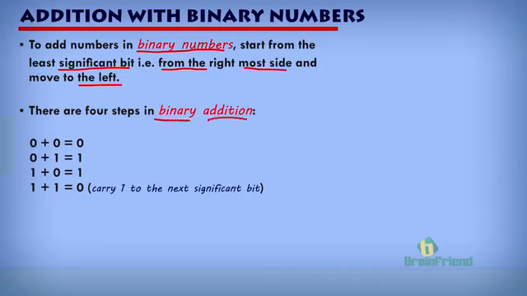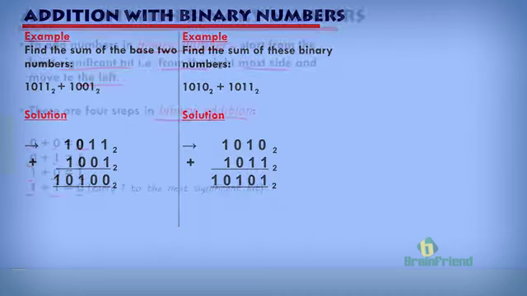Take note, 0 added to 0 will always give us a 0. 0 added to 1 will give us a 1. 1 added to 0 will give us 1. 1 added to 1, just like we explained earlier, will give us a 0, and then we carry 1 over to the next significant bit. Whenever 1 is added to 1, what happens? It has completed that circle. So we put down 0, and we carry 1 over to the next significant bit.